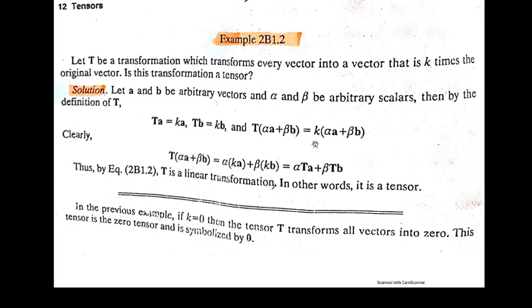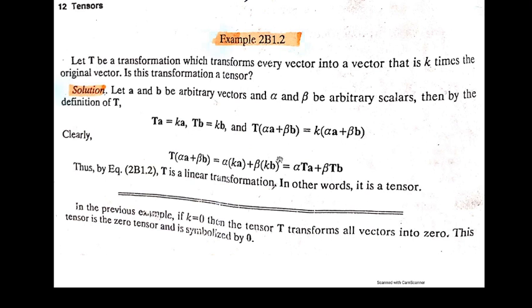We will proceed with the help of this equation. We have written this thing as it is, and from here we can write alpha outside, and we have alpha kA plus beta kB. These are simply scalars: alpha, beta and k are all scalars. So you can write this thing as k into alpha A plus beta B, and you know that kA is TA and kB is TB. So this is the required property.